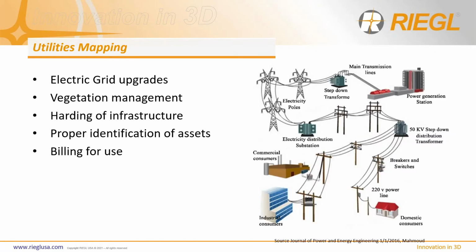All right, so utilities mapping. Here's a large look at the whole utility infrastructure on one page, right? All the way from the power generation station through the transmission lines and to your home or office. And you can see there's a lot of different types of power transmission devices, a lot of different breakers, switches, lots of things going on in this graph.